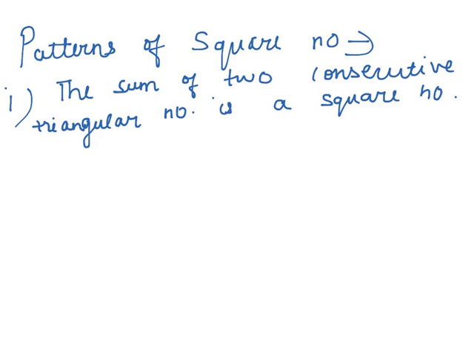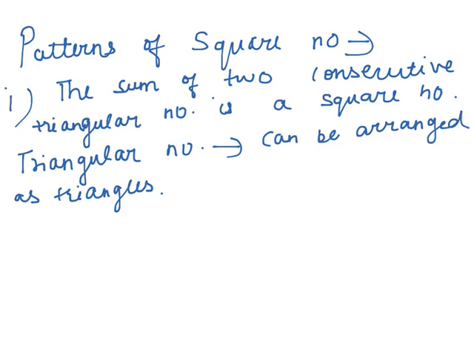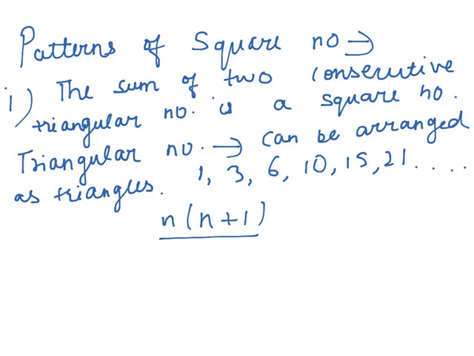So our first pattern is: the sum of two consecutive triangular numbers is a square number. I hope you already know the triangular numbers that we learned in class 6, but here I am giving you an overview. What do we mean by triangular numbers? The numbers that can be arranged as a triangle are known as triangular numbers, and numbers like 1, 3, 6, 10, 15, 21 are all triangular numbers. To find the triangular number, the formula that we use is n(n + 1) divided by 2.